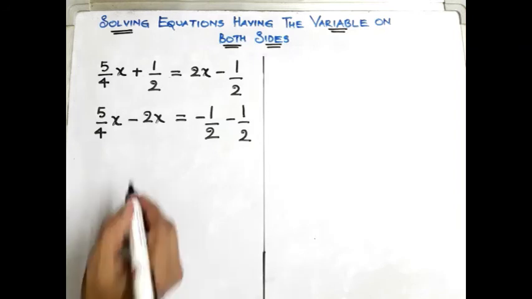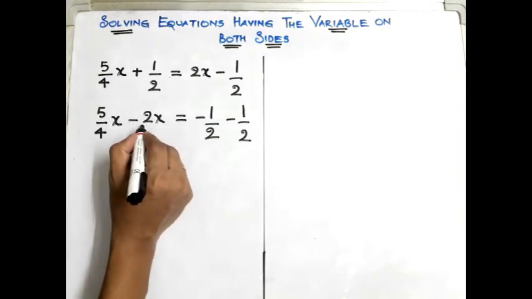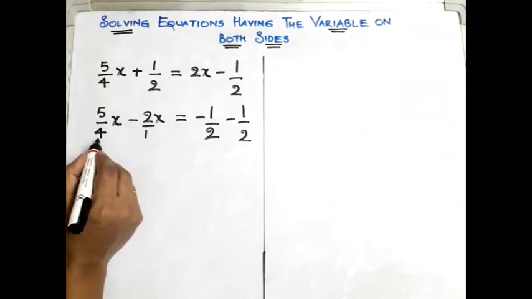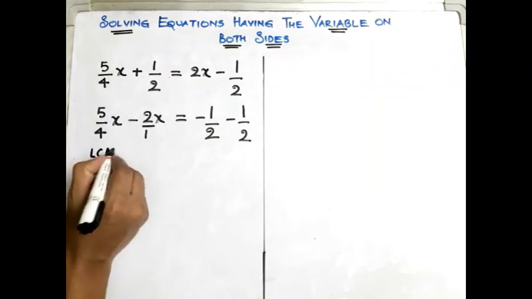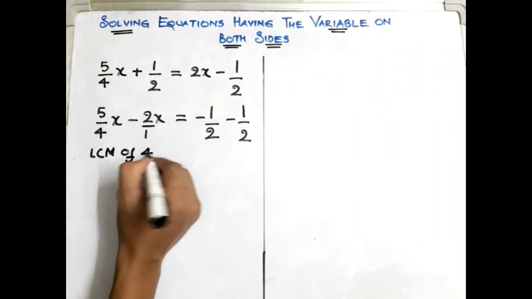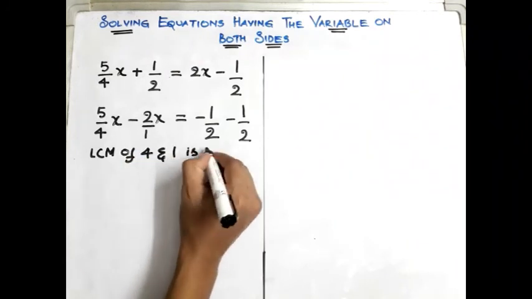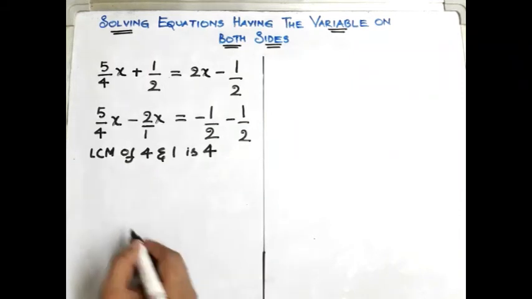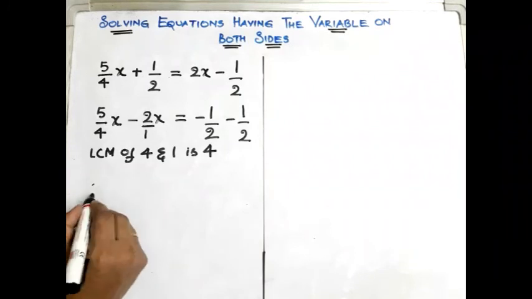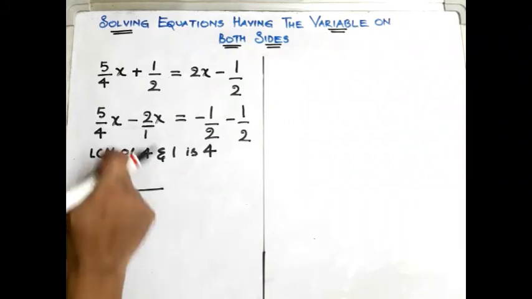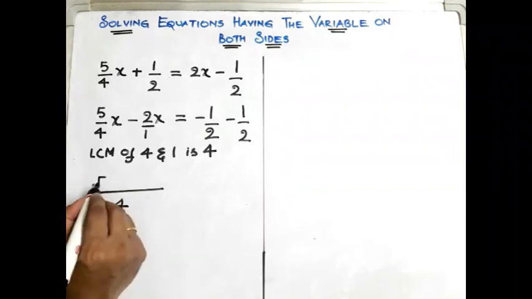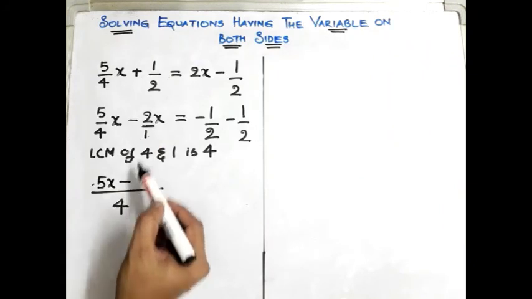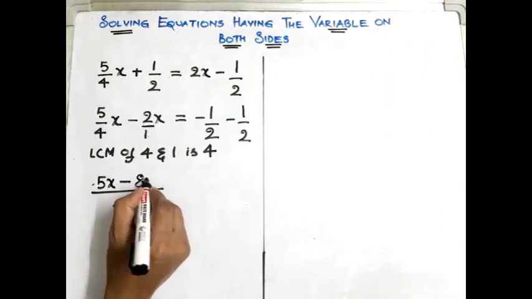Look, here 2x doesn't carry any denominator, so we will take it as 1. Now upon finding the LCM of 4 and 1, it is 4. As you know, the LCM of 4 and 1 is 4. Now, 4 ones are 4, so 5x will come as 5x, minus 1 4s are 4, so 4 into 2, 8x.